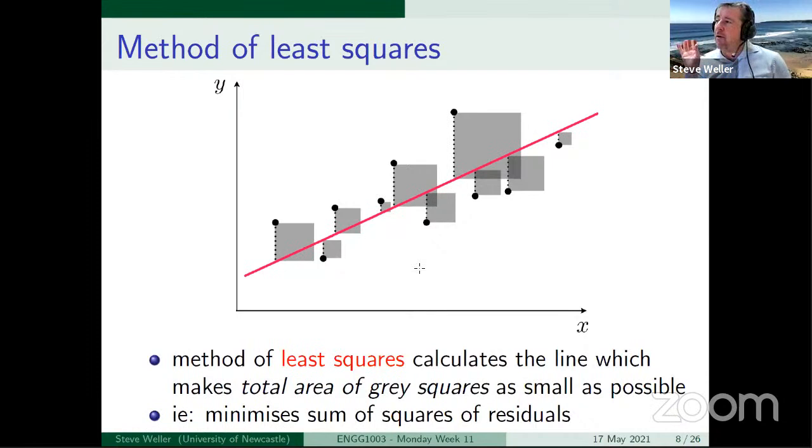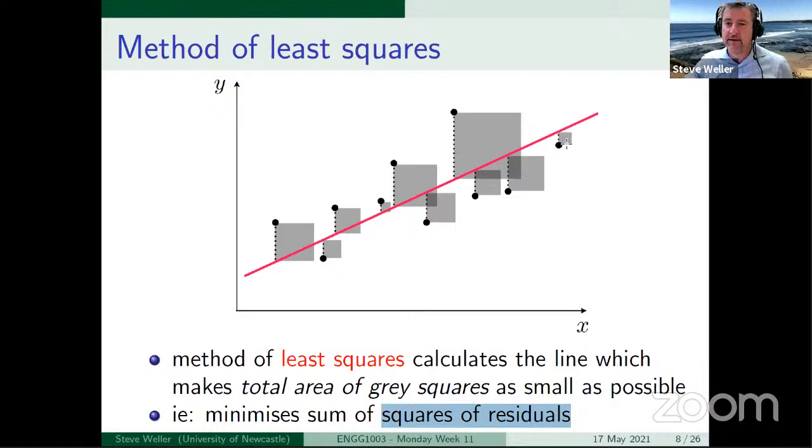We want the set of residuals to be small in the sense that the total area of the gray squares is as small as possible. And the method of least squares gives us a way of calculating the line which makes the total area of the gray squares as small as possible. To use slightly more precise terminology, the method of least squares minimizes the sum of the squares of the residuals, because the residuals are these vertical dotted lines. The squares of the residuals are the areas of the associated squares that result from a given choice of line.